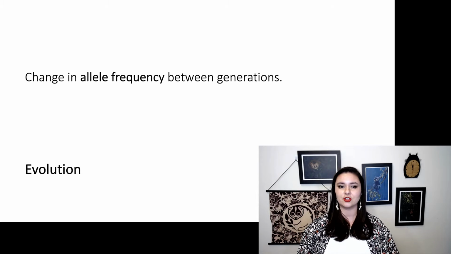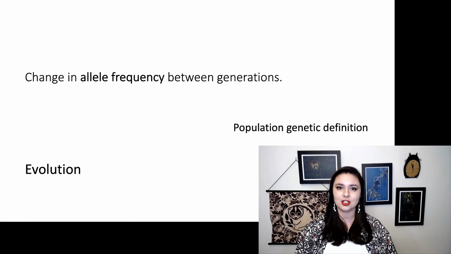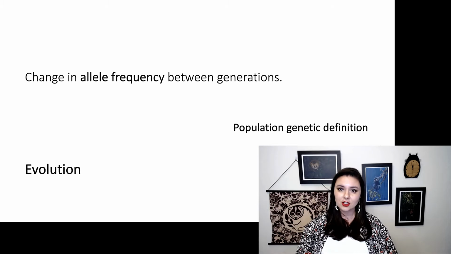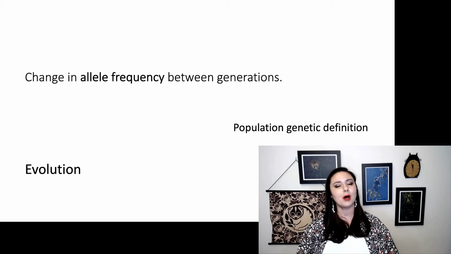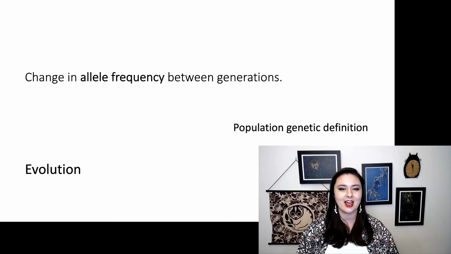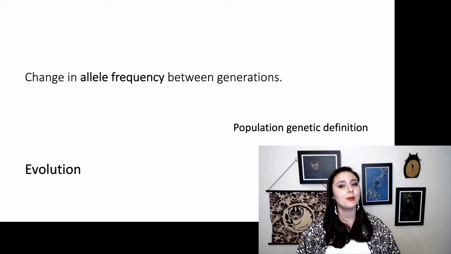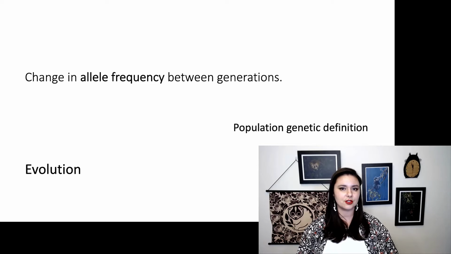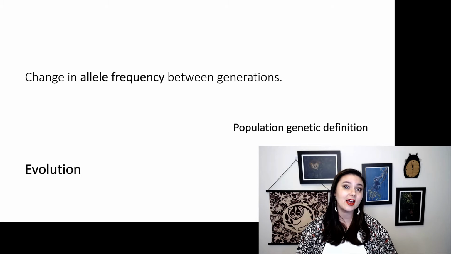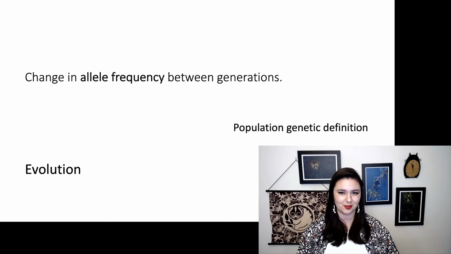Now we define evolution as the change in allele frequency between generations. Remember, this is the population genetic definition of evolution. Different fields will have slightly different definitions because we're using different types of data. Population genetics is specifically looking at allele frequency. This is a little oversimplified, but because it is simple and it is a quantifiable measure, it lets us look at evolution in very specific ways and use numbers to model how evolution happens and changes over time.